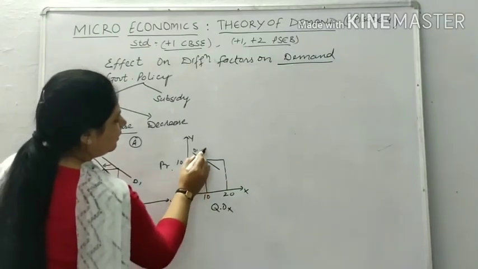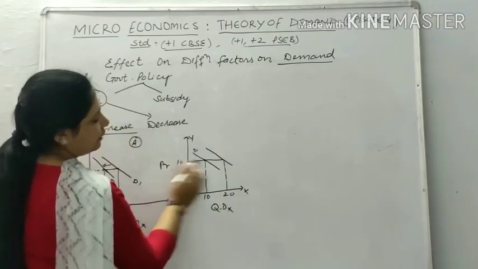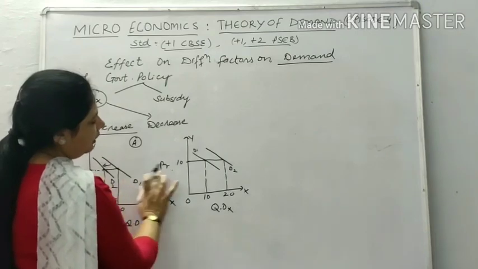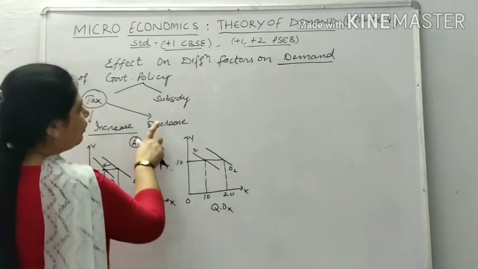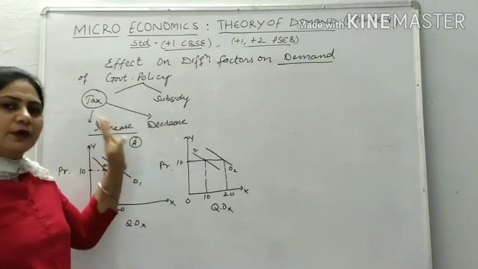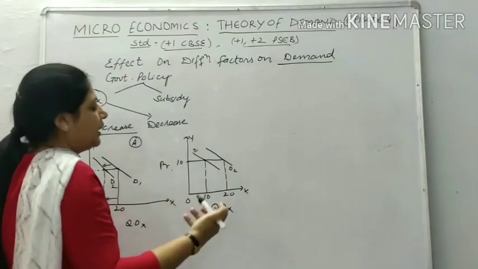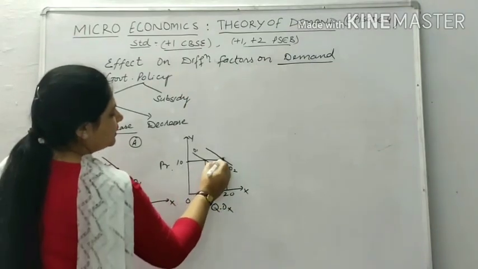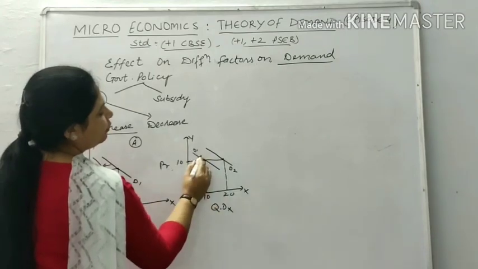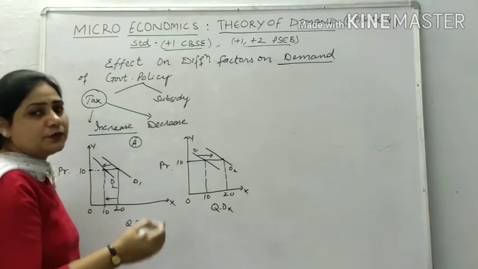Now the person can afford to purchase 20 units at the same price. The price doesn't change at all, but other factors became favorable here due to the decrease in tax. His capacity to purchase has risen. Now this is a new demand curve, D1 shifts to D2. Which type of change is this? This is a forward change, students.